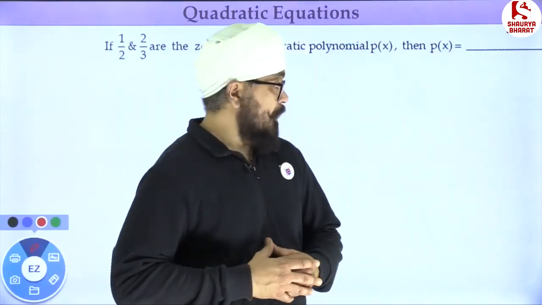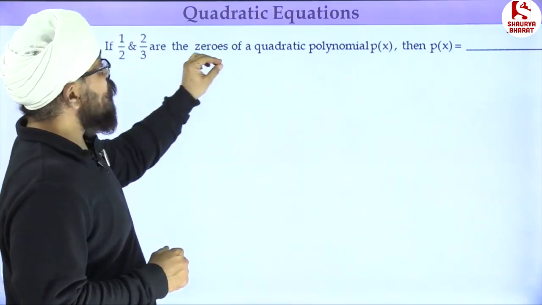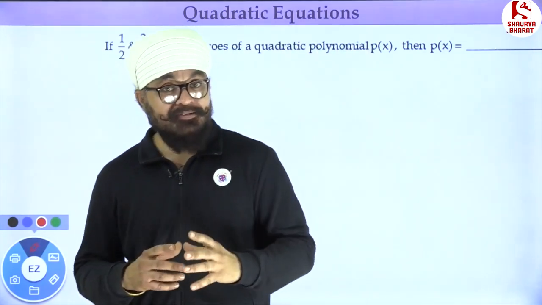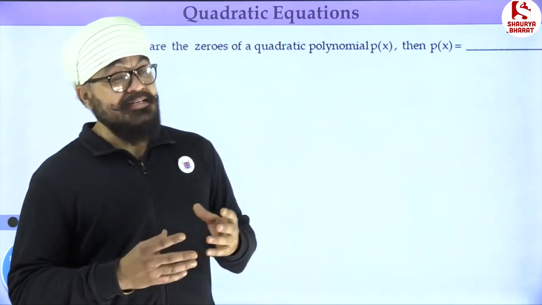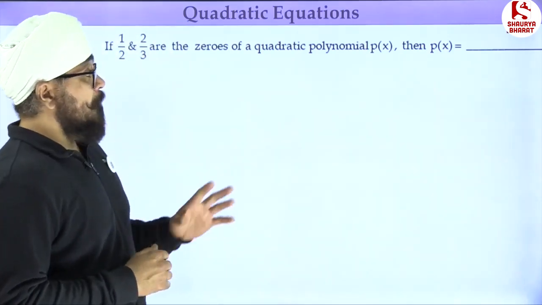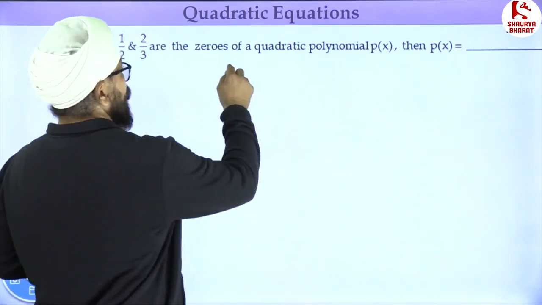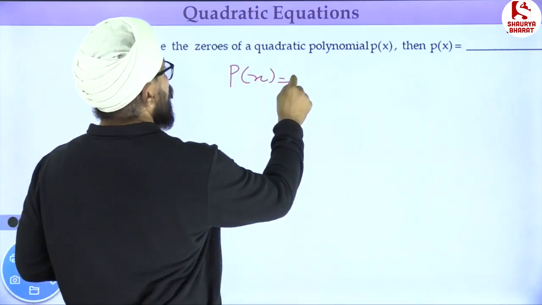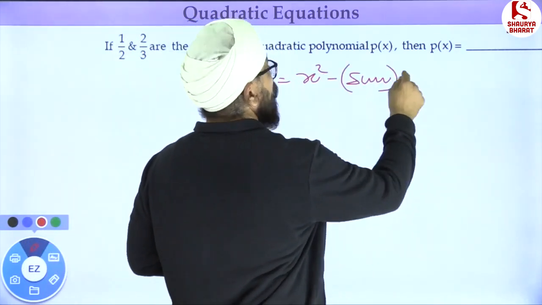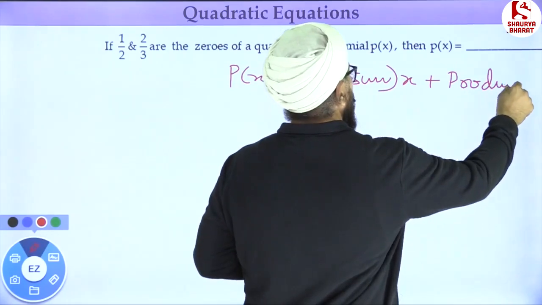Now let us take a question. This question says, if 1 upon 2 and 2 upon 3 are the zeros of the quadratic polynomial. Now I have taken a question from polynomials. It doesn't matter that it does not belong to quadratic equations. The same thing we can make as a quadratic equation in which the roots are given to you. But here this was only for the construction of the polynomial or the quadratic equation. If I say quadratic polynomial, we know that it is x square minus sum of roots, or we can say zeros also, x, and plus product.